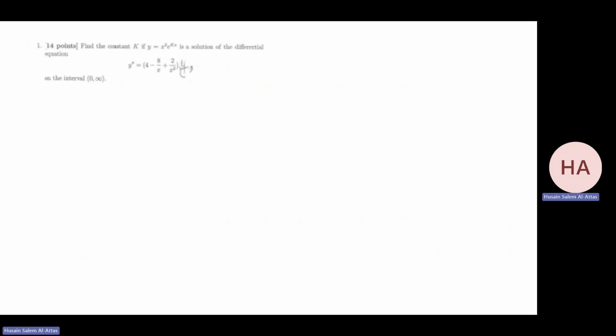Now we need to find the constant. He put a constant somewhere. We want to check that constant. So let me rewrite the equation. y equals x squared e to the kx. I want to find k. And this is the equation: y double prime equals 4 minus 8 over x plus 2 over x squared, times y.